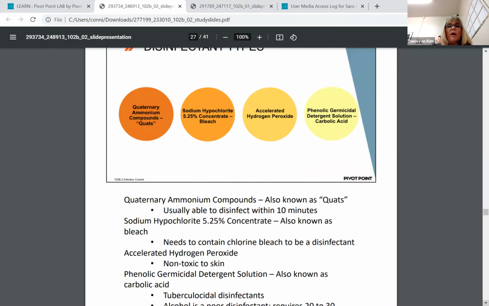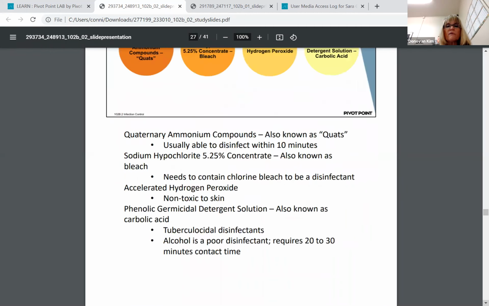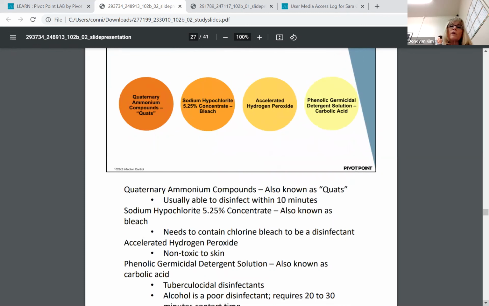Quaternary ammonium compound, quats, this is usually what we're using. Sodium hypochlorite is just regular bleach. Accelerated hydrogen peroxide. This is not toxic to the skin. And then phenolic germicidal detergent and carbolic acid are like tuberculocidal disinfectants. Alcohol is a poor disinfectant because it requires 20 to 30 minutes.